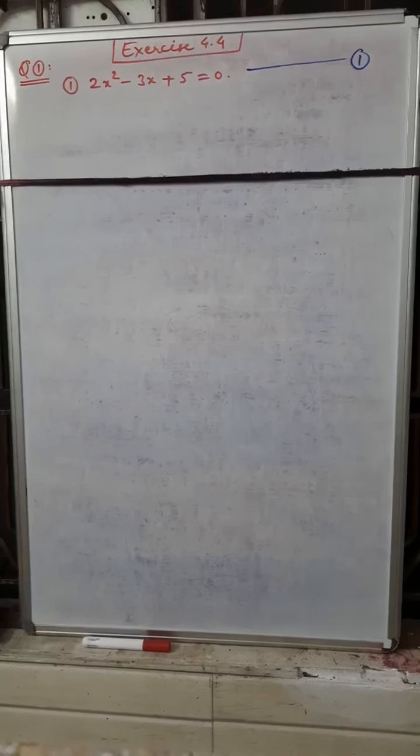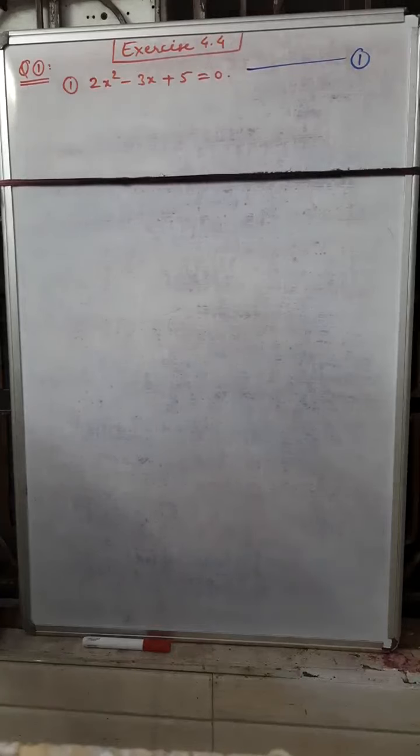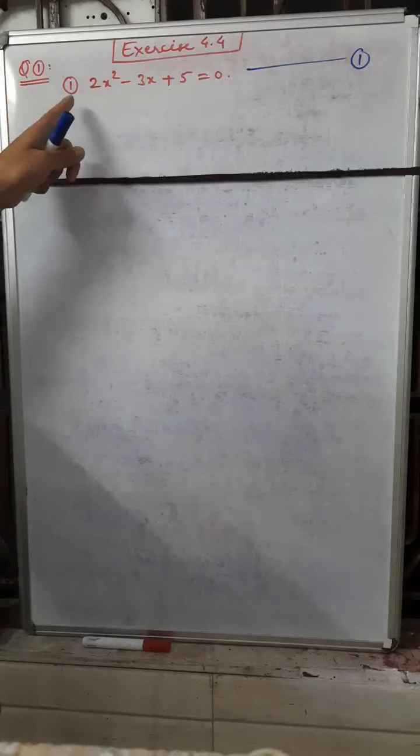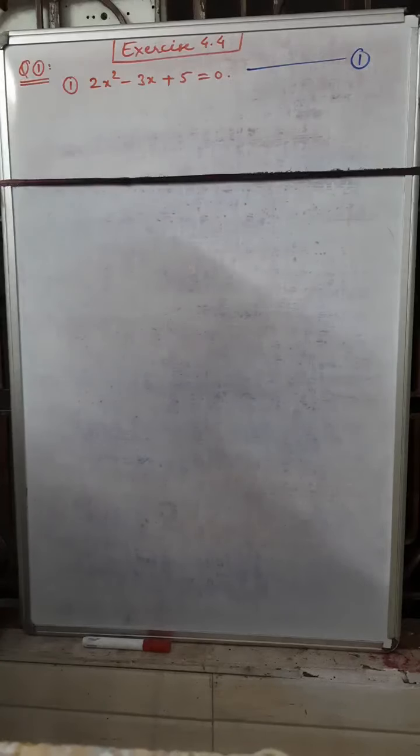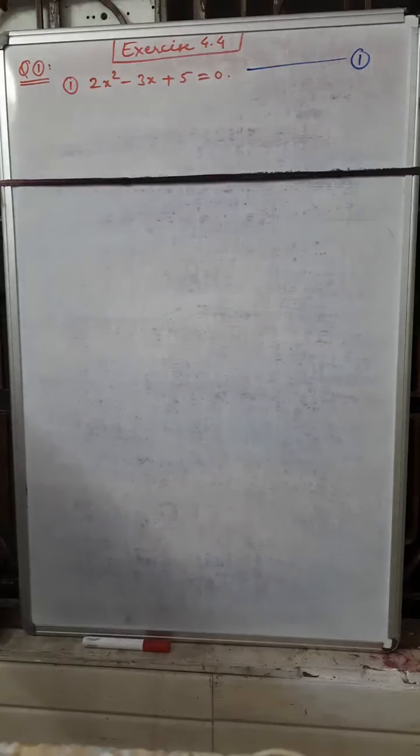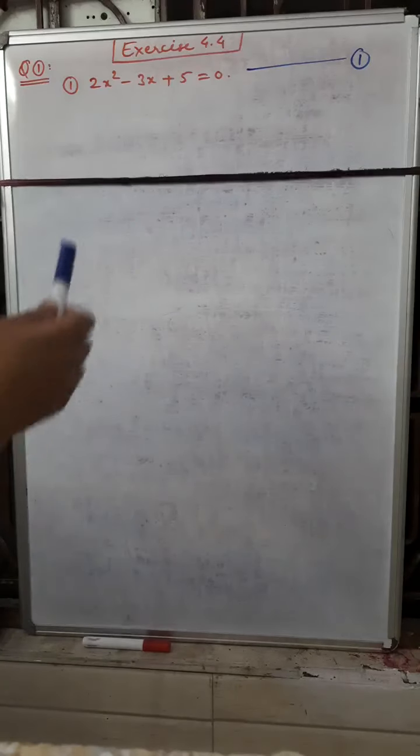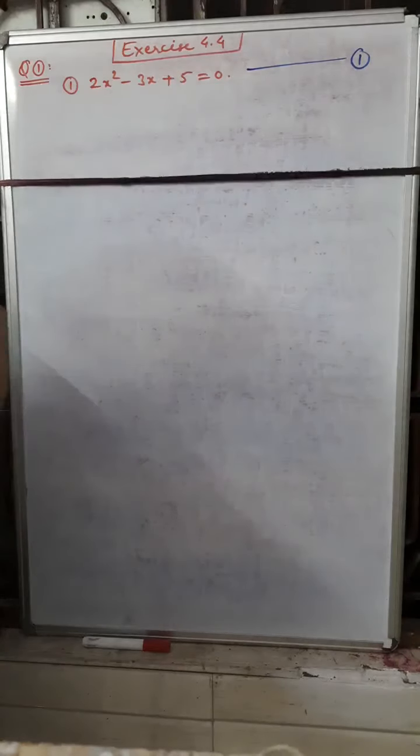Students, now we are having one more problem. 2x square minus 3x plus 5 is equal to 0. It is question number 1, option number 1. So now we have to find out the roots of this equation. So we have written the equation.